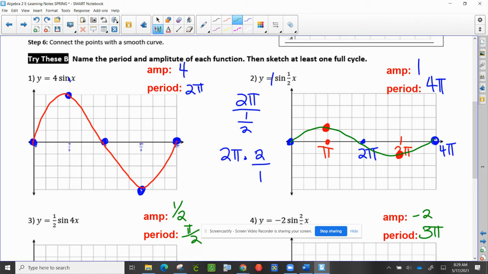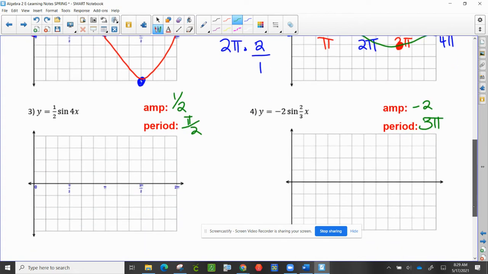Now it looks like they have the same period as questions 1 and 2, and that's only because I labeled our axes differently. But just remember, it's your 5 key points. So your 3 x-intercepts, your start point, your end point, and the halfway point. Halfway between your first 2 points is your upper amplitude. Halfway between your other 2 points is your lower amplitude.